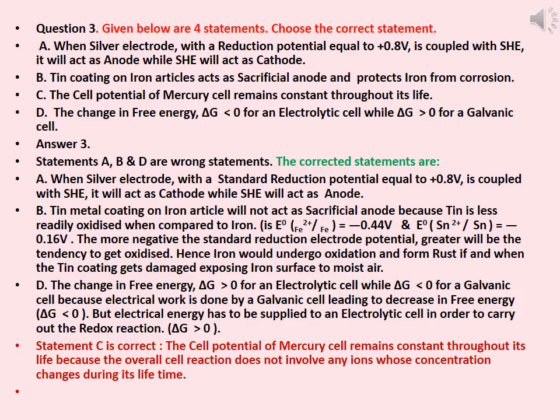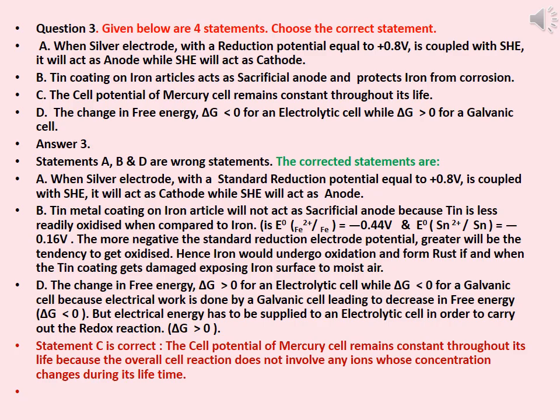So there is no point in stating that tin metal acts as sacrificial anode. Sacrificial anodes will have, if you look, a larger negative value like that of Mg2+. Only then can they act as a sacrificial anode.